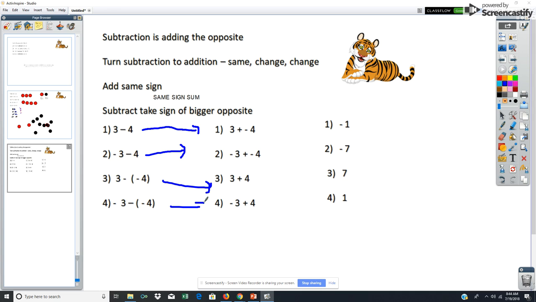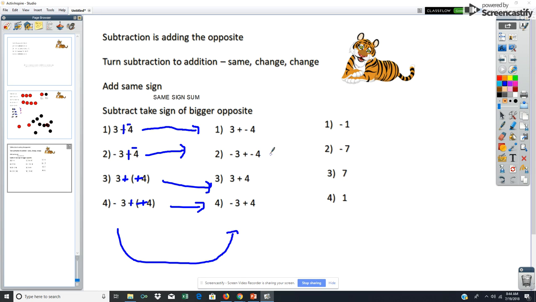And here's how the same, change worked. I'm just going to do it here to the left. So 3 minus 4, or 3 and the opposite of 4. Same, change, same, change, same, change, same, change. Okay, now all of these have been turned into those.